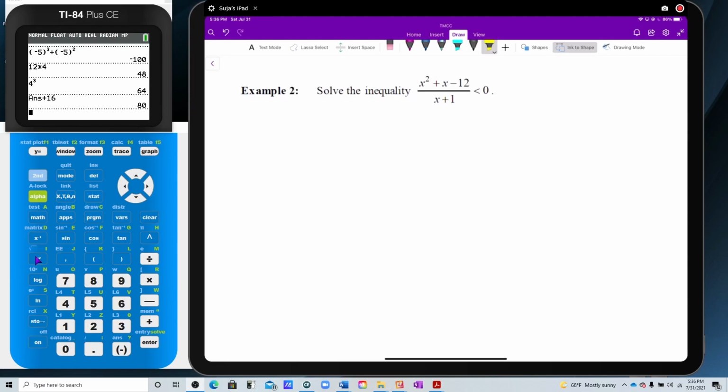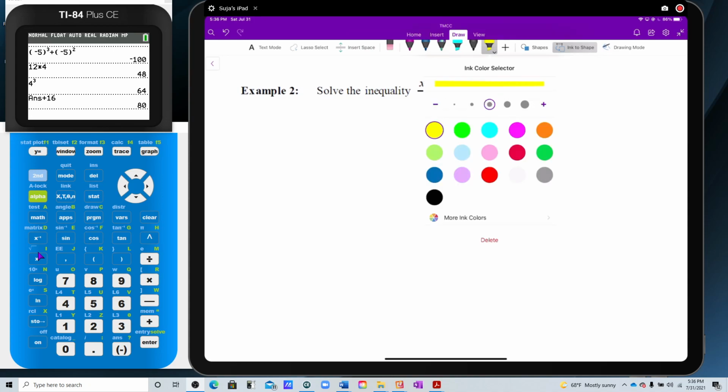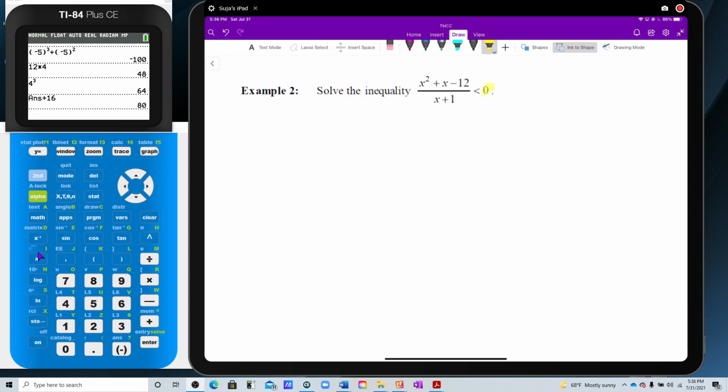This example is solving a rational inequality. The steps are the same as solving a polynomial inequality. The first step would be to move all the terms to one side. In this case, all the terms are on one side because I have a 0 on the right-hand side. Since the 0 is on the right-hand side, automatically all the terms are on one side.